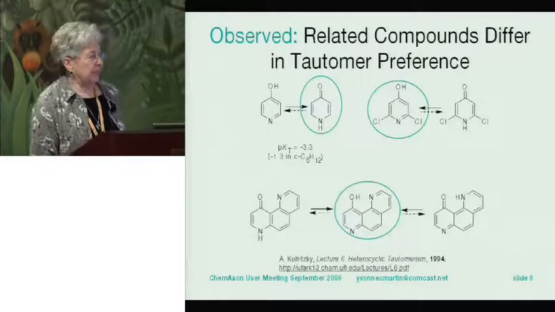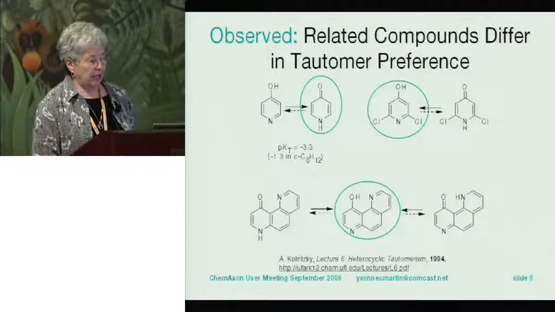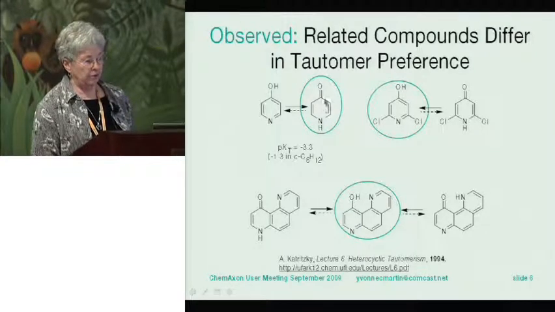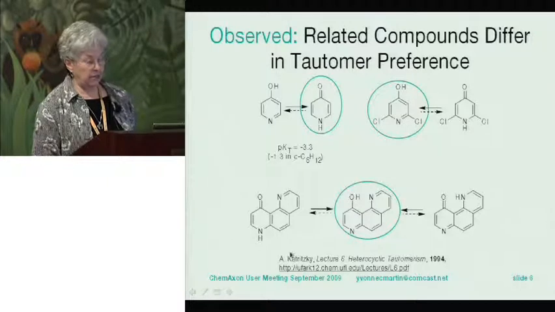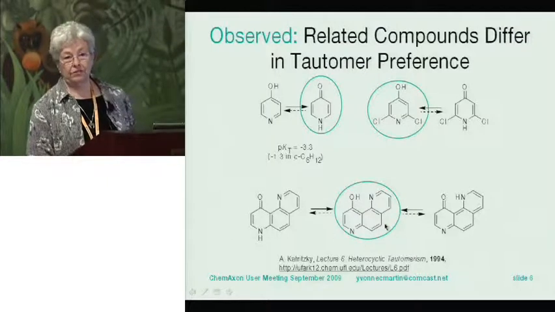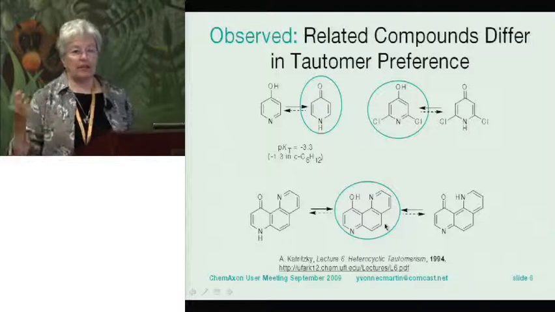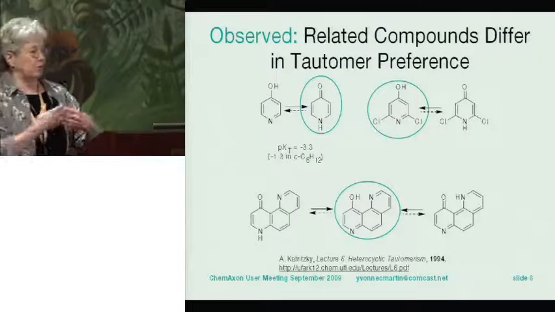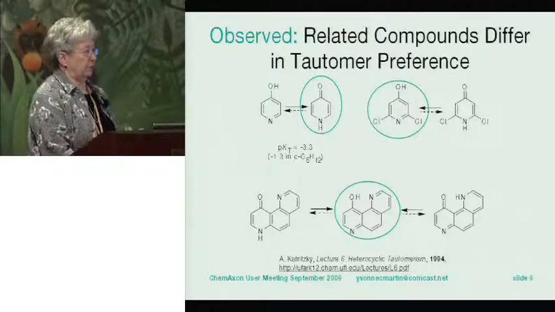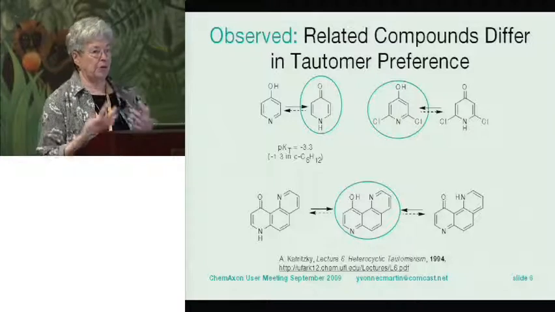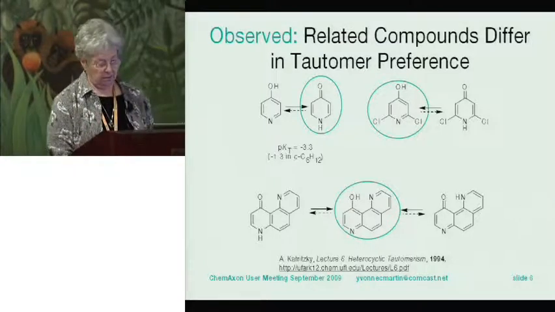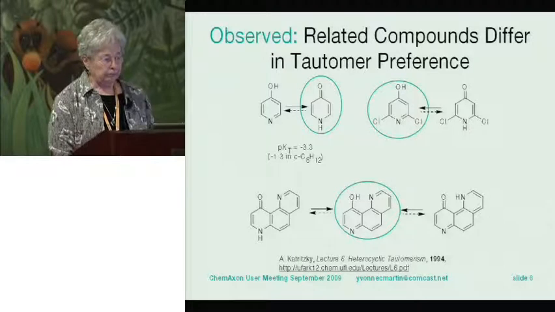But it gets more complicated than that, because here again I have the 4-hydroxypyridine in the pyridone form, but if you add 2 chloros, all of a sudden it prefers the hydroxy form. And if you put it in this heterocycle, again it prefers the hydroxyl form. So this says you can't just write some rules and expect that you're going to predict the tautomer form. It's more subtle than that, which is why we're in chemistry.